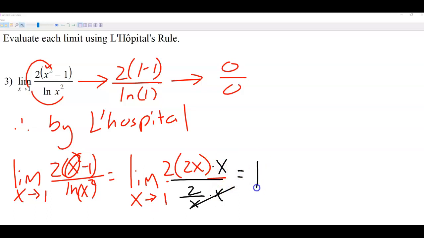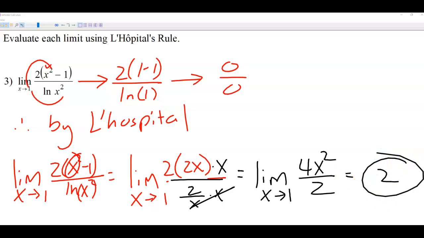And what I'm going to end up with then as a result is I'm going to have the following. And we're ready to go ahead and just do some direct sub. So you're going to end up with 4 times 1 over 2, which is going to be just basically final answer.